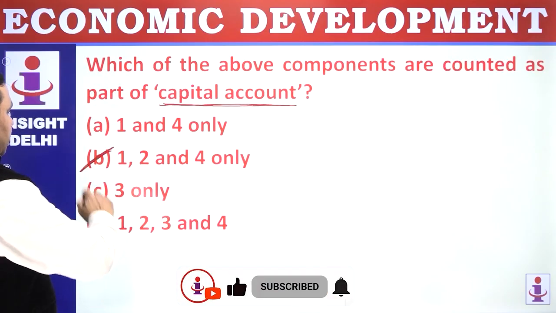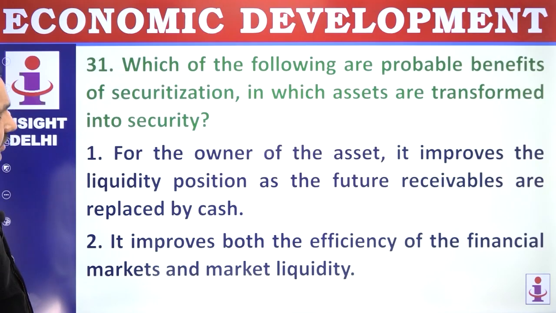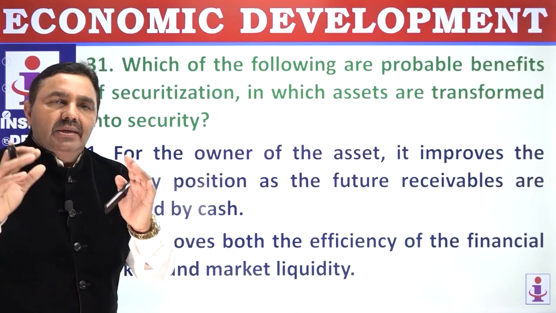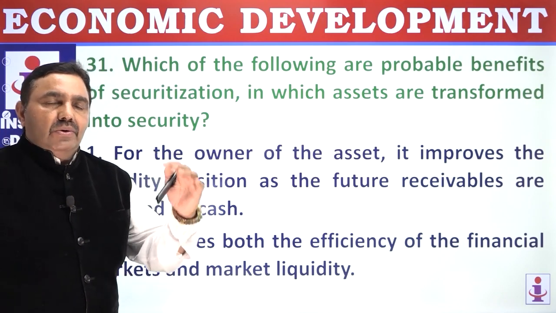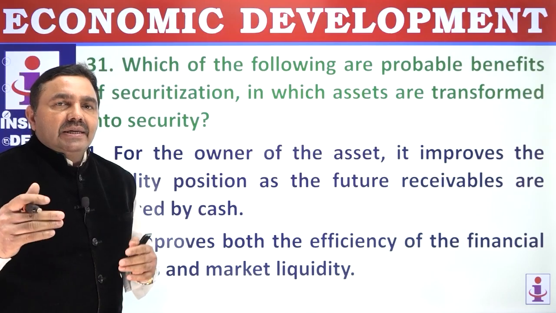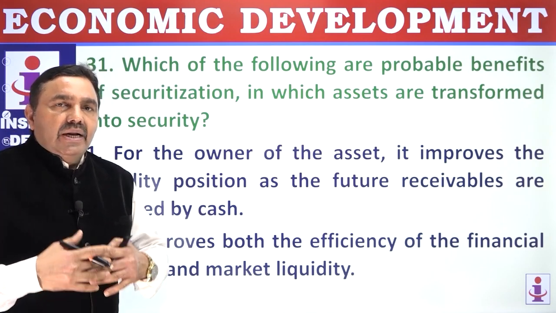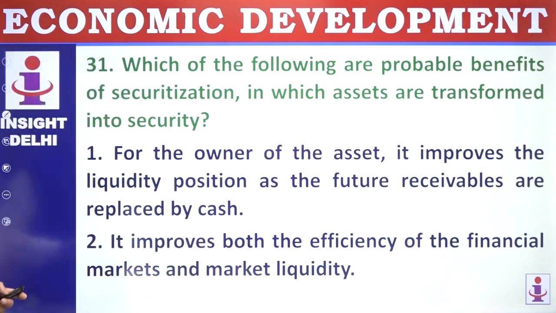B. 31. Which of the following are probable benefits of securitization? Securitization means an immovable asset is being made a transactionable asset. Suppose you have land, you have gold, something which is not generally tradable, which is not generally easy to sell. So you can securitize it, and securitization is going to make it more transferable.